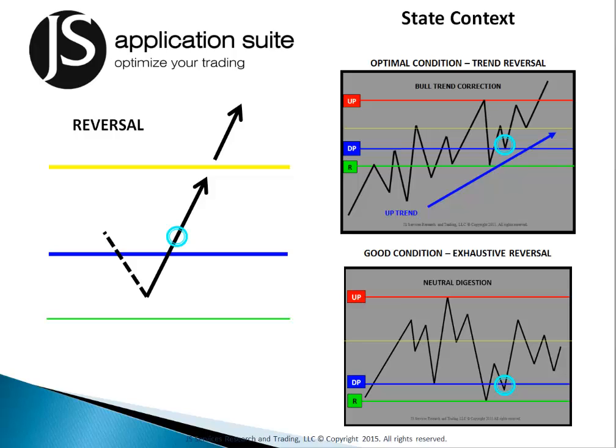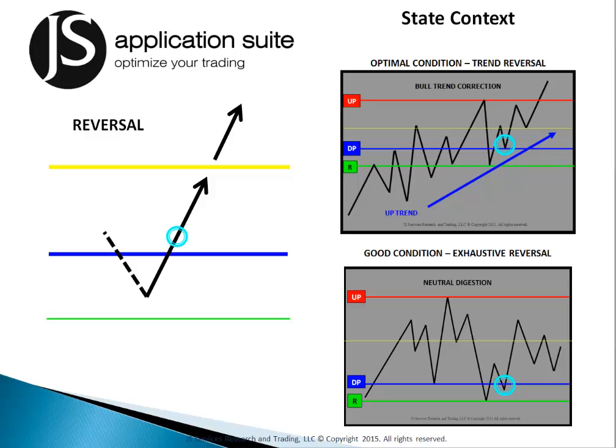A breakout tactic will work best in a trend acceleration condition, a fade in a sideways digestion, a reversal in a trend correction or a non-trend sideways state. A reversal in a bull trend correction is preferred or optimal as it has the potential to be the trigger for a new trend move higher. A reversal in a neutral state is a good opportunity as well.